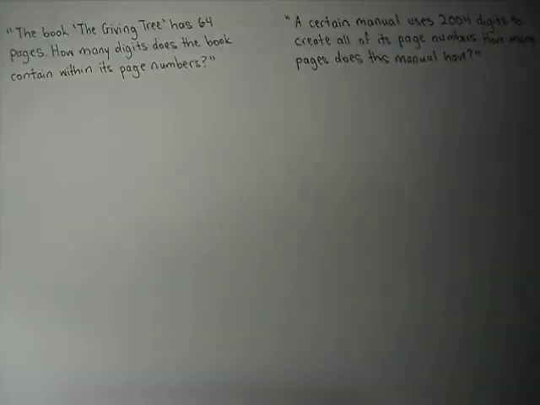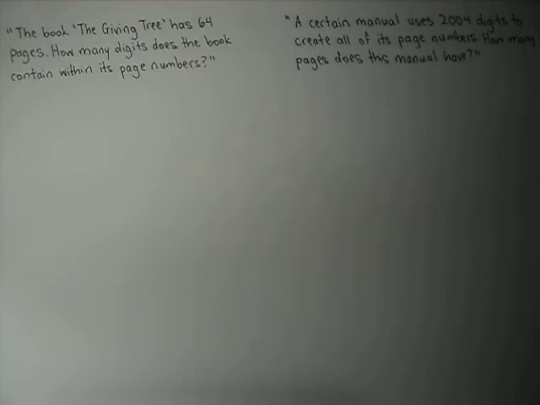On the top left corner, we have our first question. The book, The Giving Tree, has 64 pages. How many digits does the book contain within its pages? We're going to assume that every page in this book has a page number. So the first page would have the page number 1, and the last page would have page number 64. So how do we start?